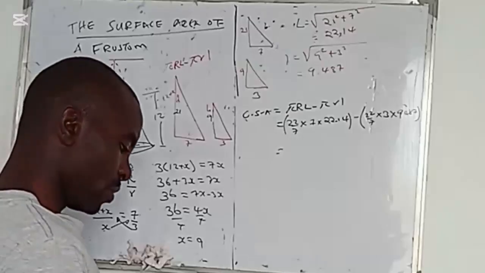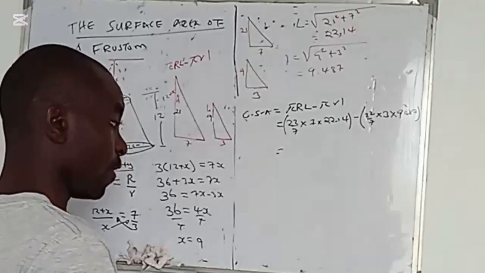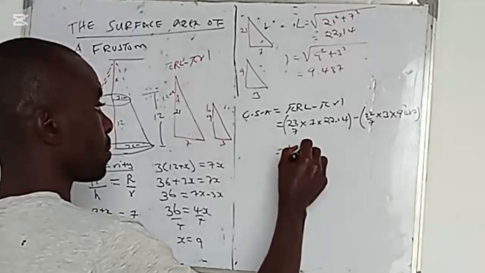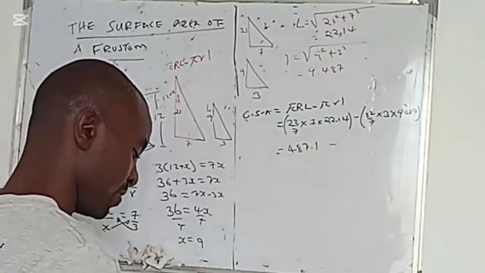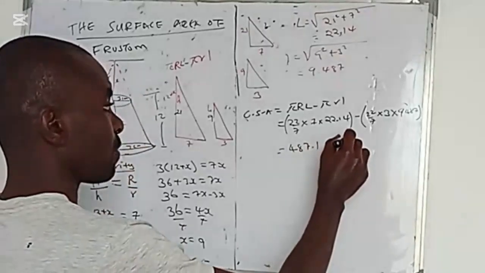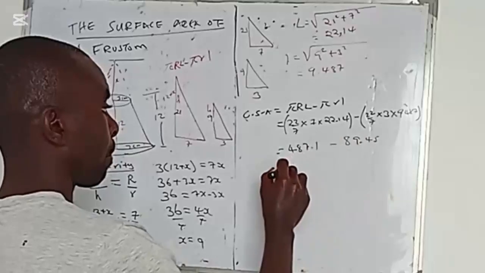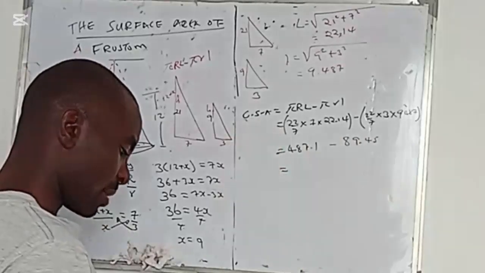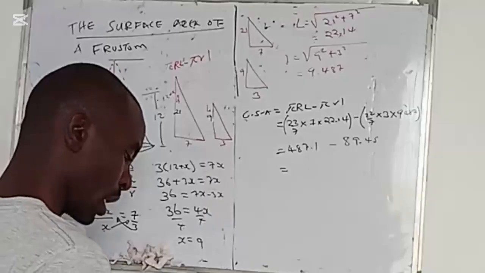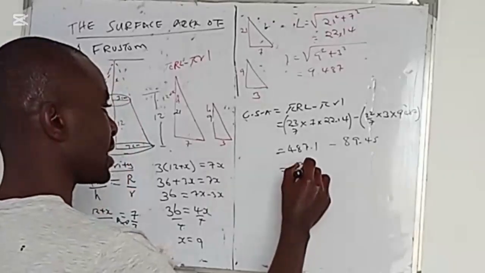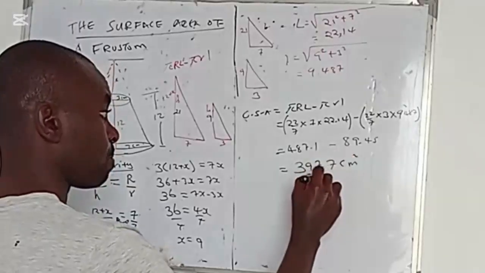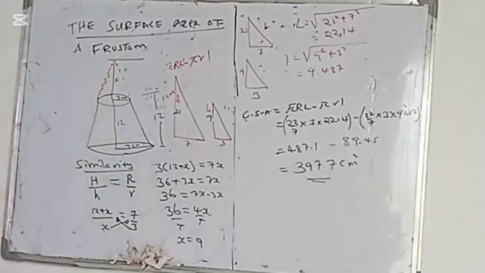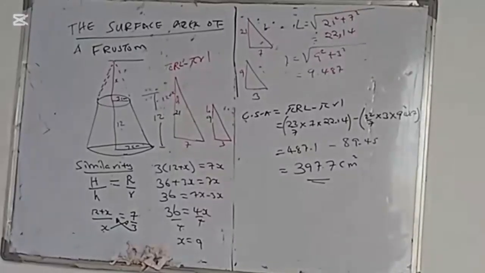The first one should give you 487.1. The small one should give you 89.45. So when you subtract the two, you get 397.7 square centimeters. So that is what is happening there.